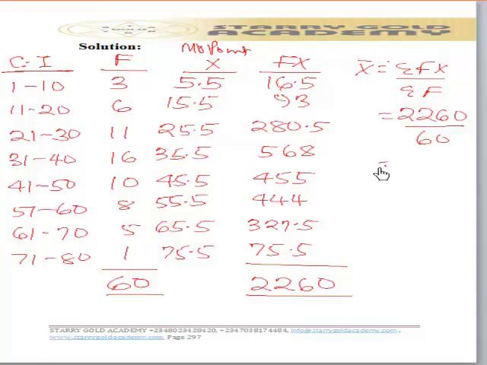So this is 37.6, and approximately our bar x, that average loan disbursement, is 38. So if it is in thousands of naira, that would be 38,000 naira. So the average loan disbursement is equal to 38,000 naira. So that is the solution to that particular question.